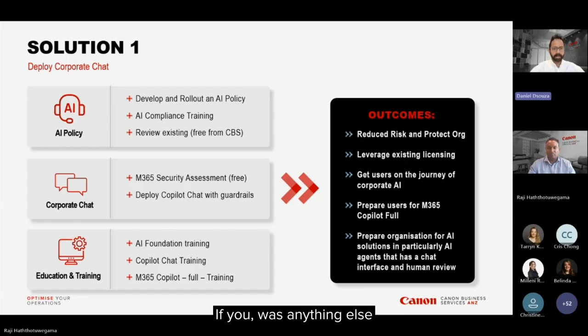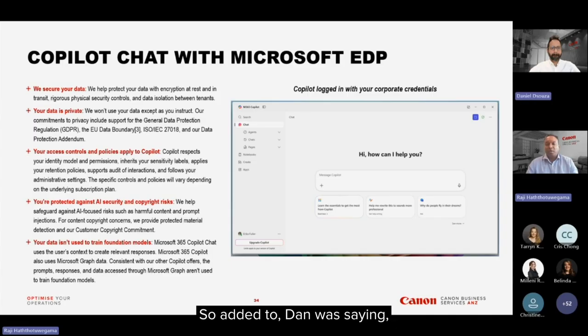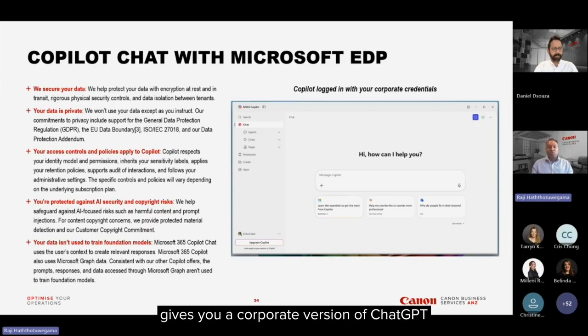Was there anything else you wanted me to touch on? That's pretty much it. I'll touch on the Copilot chat component. Adding to what Dan was saying, most organizations already have E3 or E5 licenses or other specific license SKUs. They already have Copilot chat as part of it. This is Copilot chat. This is not the paid version of Copilot, right? What it gives you is a corporate version of ChatGPT or Gemini, and it comes with Microsoft Enterprise Data Protection, which means that it's secured in your tenancy. That data is private. There are policies associated with that, and they are protected against copyright and other aspects of it.